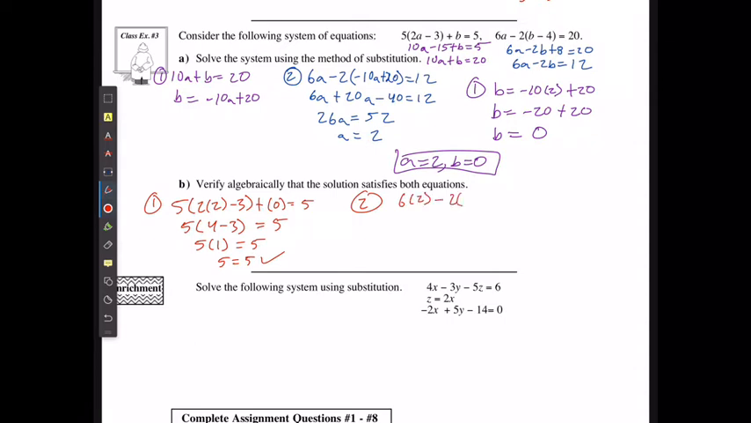For equation 2, if I have 6 times 2 minus 2 times 0 minus 4 is equal to 20. 12 minus 2 times negative 2 is equal to 20. 12, sorry, minus 4 is equal to 20. 12 plus 8 is equal to 20. 20 is equal to 20. And my solution works in both occasions.